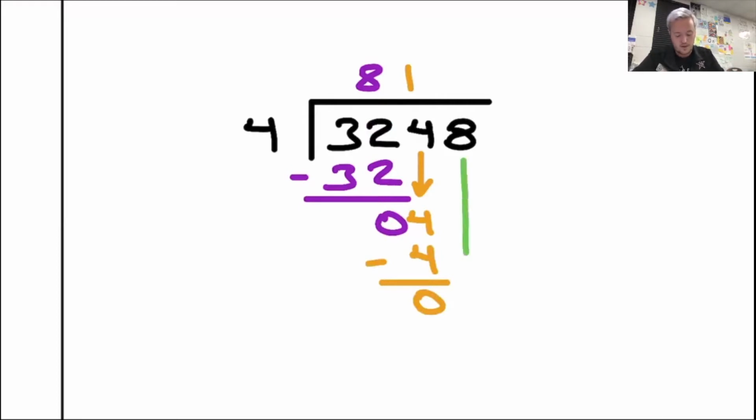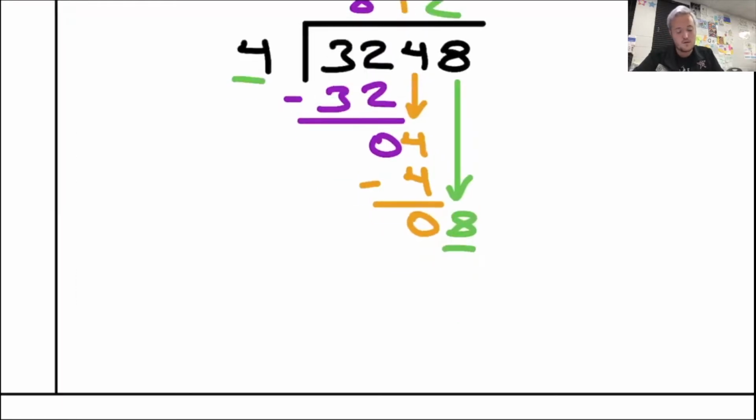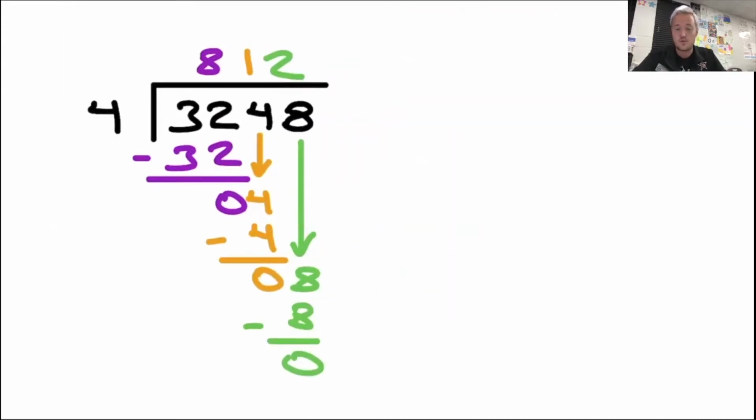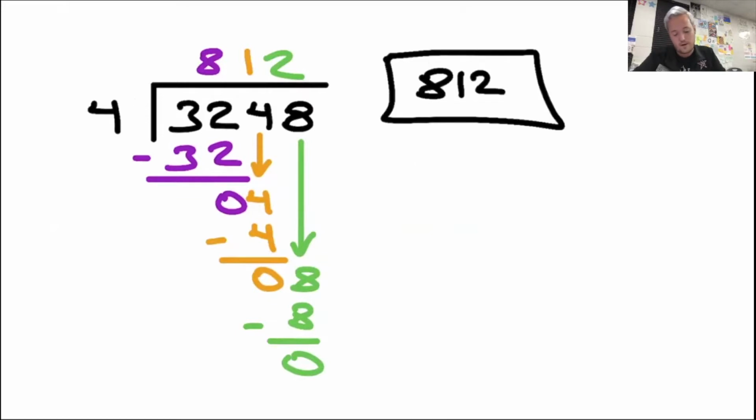So now I'm going to bring down the 8. All right. So 4 goes into 8 exactly 2 times. So now 4 times 2 gives you 8. And now I want to subtract. There are no other numbers to bring down, which means our final answer, which is our quotient, is going to be 812. So we don't have a remainder in this case.